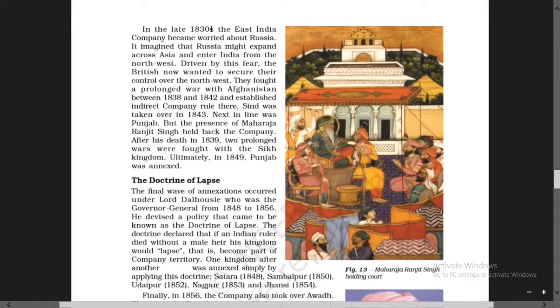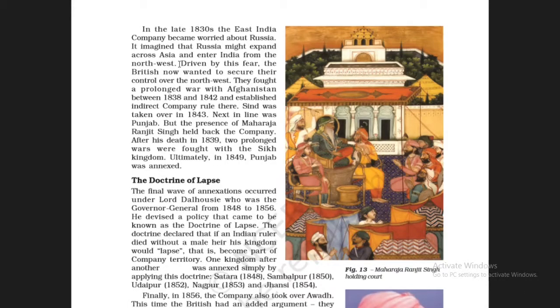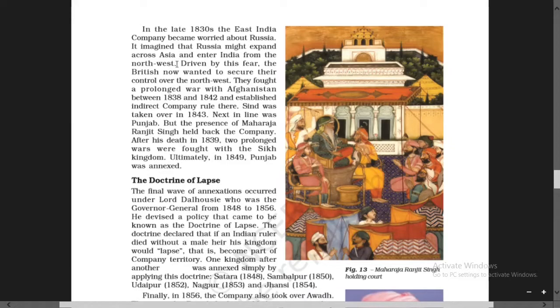In the late 1830s, the East India Company became worried about Russia. It imagined that Russia might expand across Asia and enter India from the northwest. So the Company was worried that Russia may come and expand across Asia and enter India from the northwest.